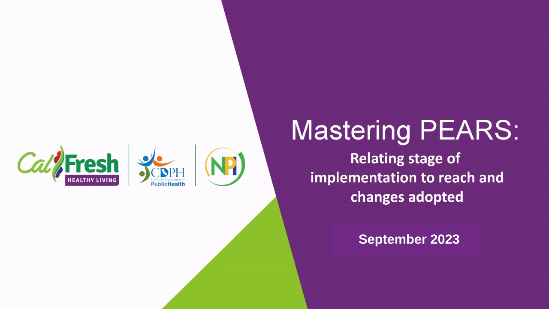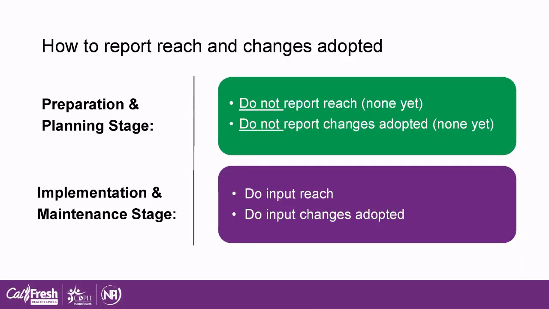In this video, we'll be discussing how to document reach and changes adopted based on what stage of implementation you are at with your PSE work. So, if your PSE work is only in the preparation and planning stages, you should not report reach and you should not report changes adopted, because at this point, you're intending to do that PSE work, but have not yet adopted changes. You might be contacting sites, and they may have agreed to participate, but the implementation has not yet happened.